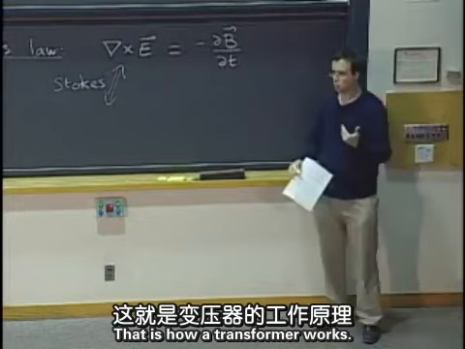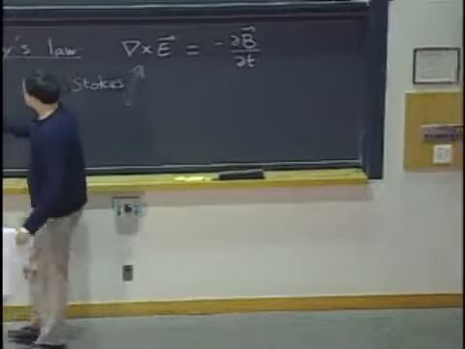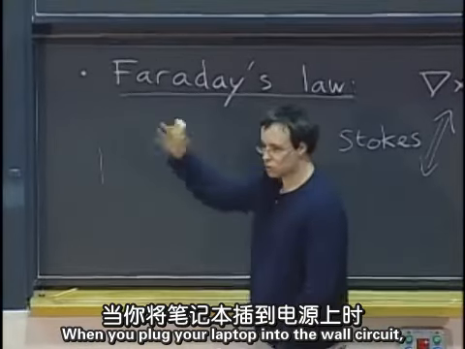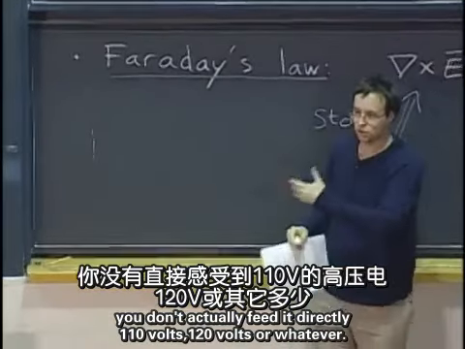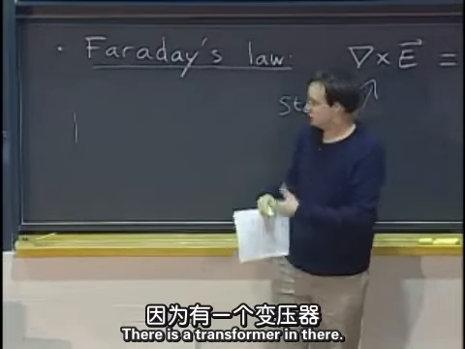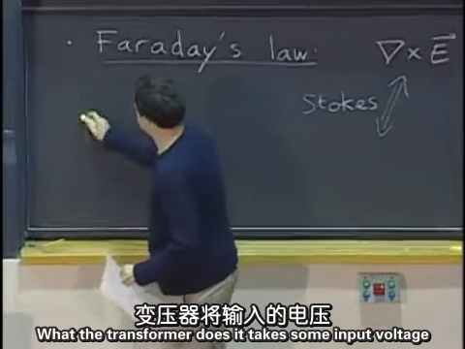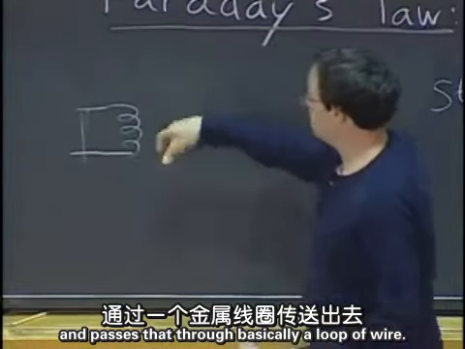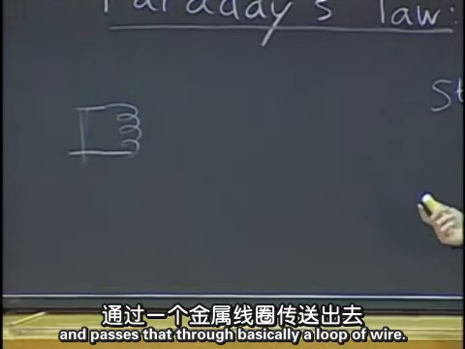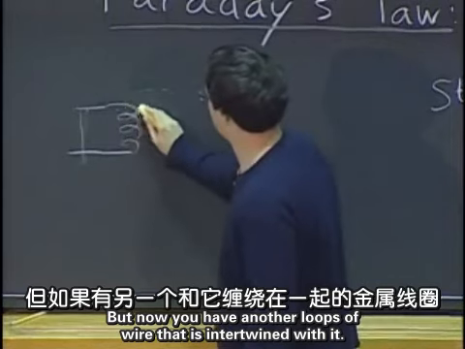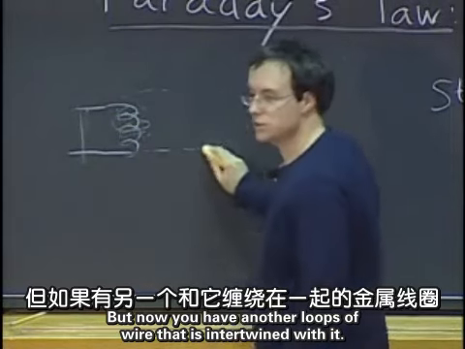And that's how a transformer works. So a transformer, when you plug your laptop into the wall socket, you don't actually feed it directly 110 volts or 120 volts or whatever. There's a transformer in there. And what the transformer does is it takes some input voltage and it passes that through basically a loop of wire. Okay? Not much seems to be happening. But now you have another loop of wire that is intertwined with it.